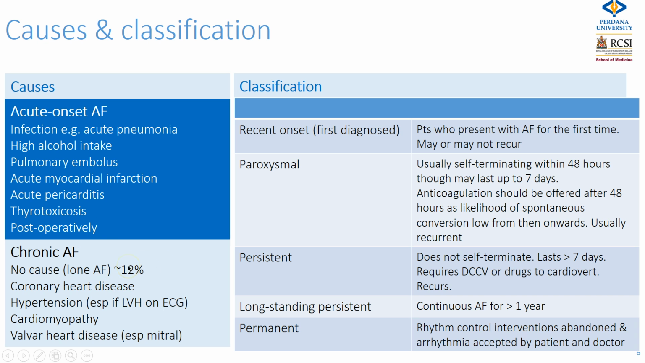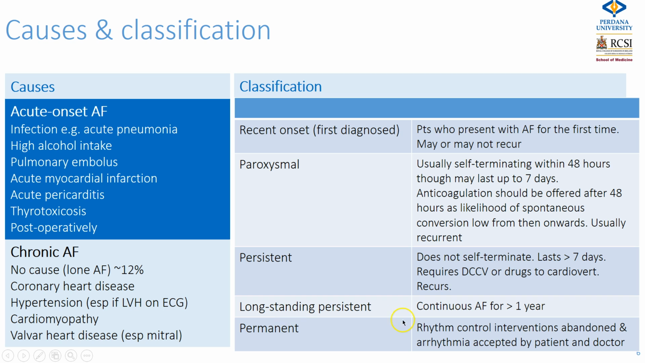In just over 10%, there is no discernible cause found on investigation, and this is often described as lone AF. But typically it will be associated with coronary artery disease, hypertension, especially those who have LVH or left ventricular hypertrophy on an ECG, patients with cardiomyopathy, and people with valvular heart disease. In particular, mitral and especially mitral stenosis, because of the increased pressure in the atria and enlargement of the atrium, precipitates atrial fibrillation.